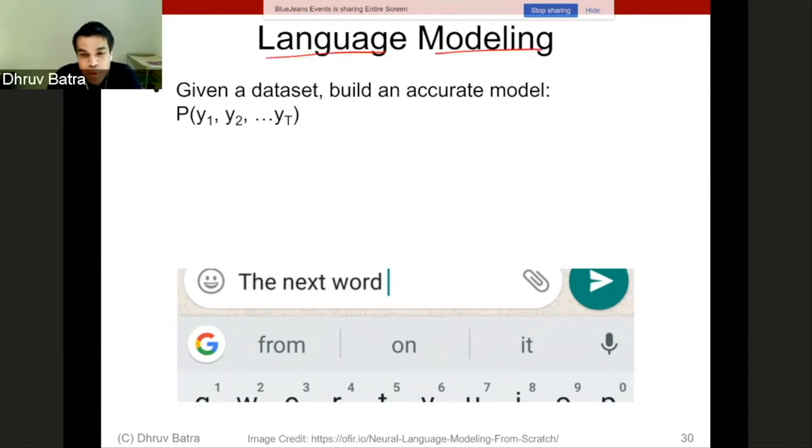The language modeling problem says, given a data set of text, build an accurate model. I give you either sentences or other forms of text, where Y can represent words or Y can represent characters. Build me an accurate probabilistic model for sequences, P(Y1 through YT). I should be able to give you a sentence and you should be able to tell me: is this an atypical sentence? Is this a typical sentence?